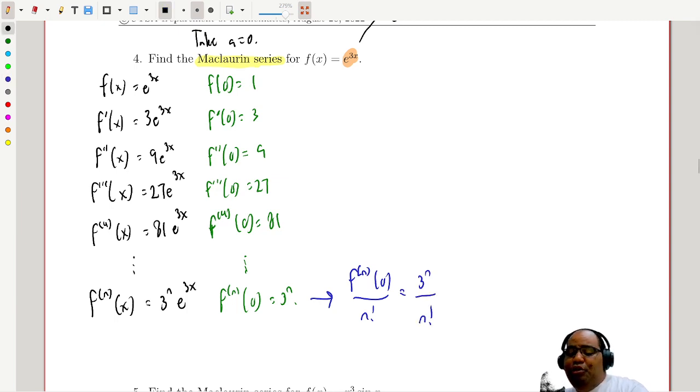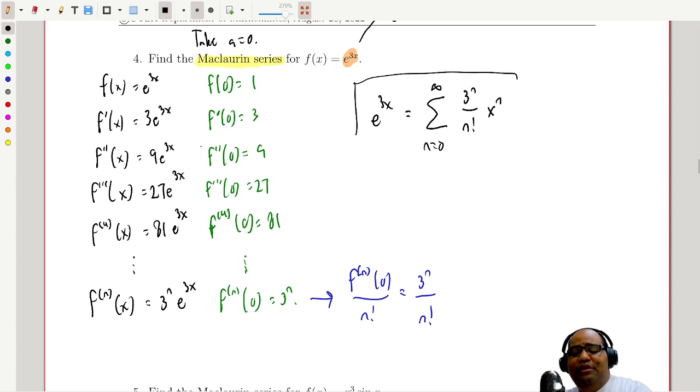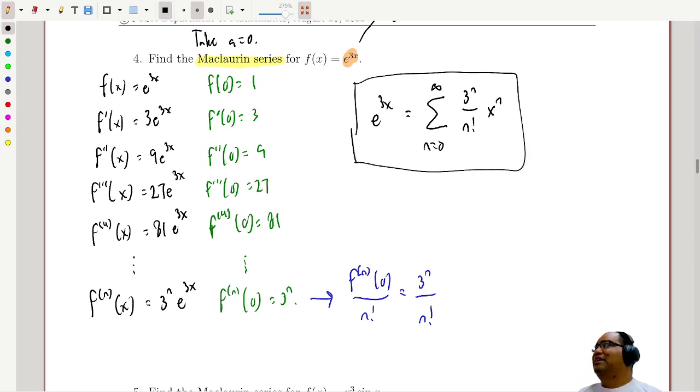And now we get this beautiful expansion, one of my favorite expansions. e to the 3x is expanded as follows. We're summing from n equals 0 to infinity, and then we'll have our Taylor coefficients, 3 to the n over n factorial. And then we're going to multiply that by x to the n, because we're centering around 0. And that's it. That's all you got to do. Same process. Just because it's a Maclaurin series, nothing changes.